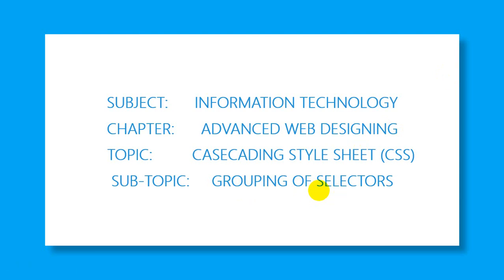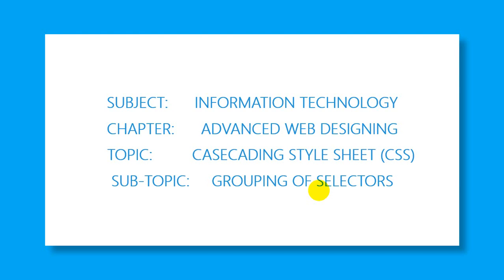Okay, so the basic thing regarding grouping of selectors is it will reduce the coding. Means, for example, if you have 4 HTML elements, 4 HTML tags, and you want to perform the same effect or same CSS, you have to write the same coding again and again. Means if you have 4 elements, you have to write 4 times. But by using grouping of selectors, it will save your time. Means you can reduce the code. Instead of writing 4 lines of code, you can write 1 line of code.